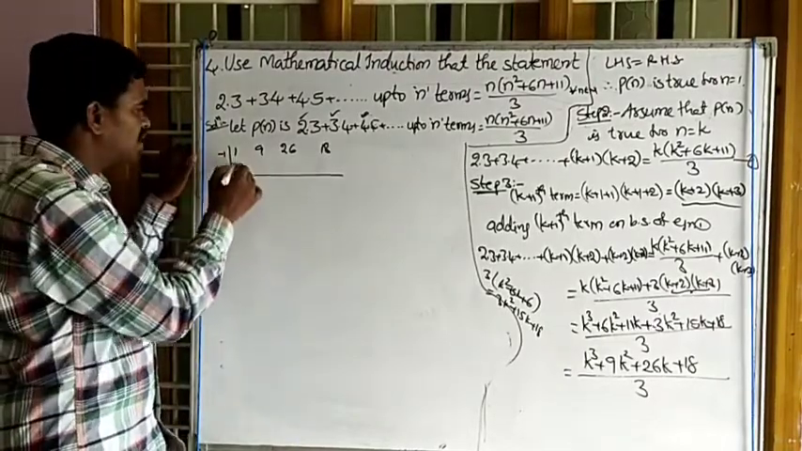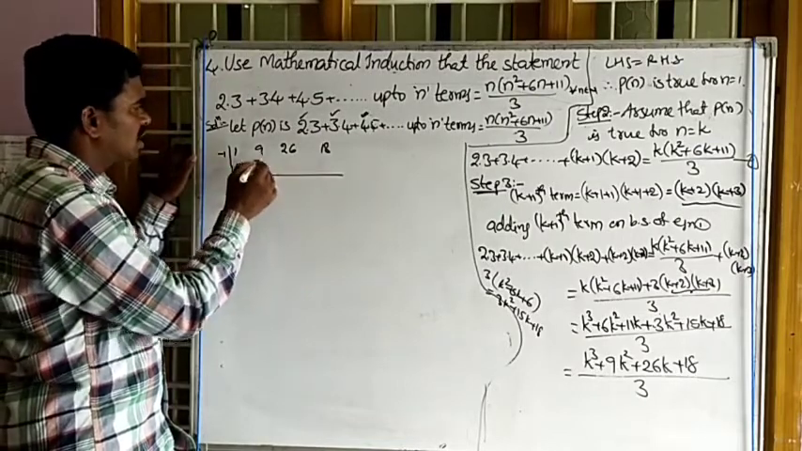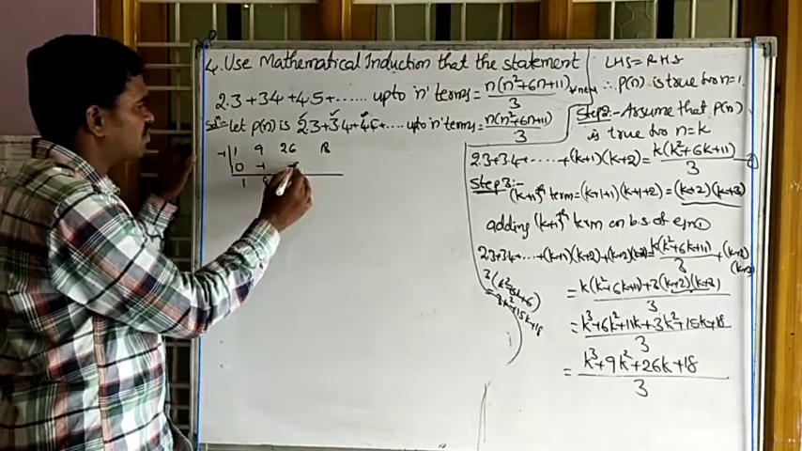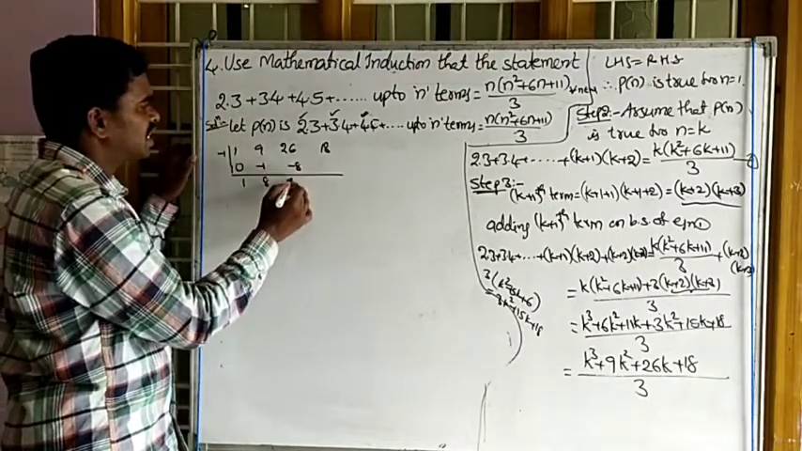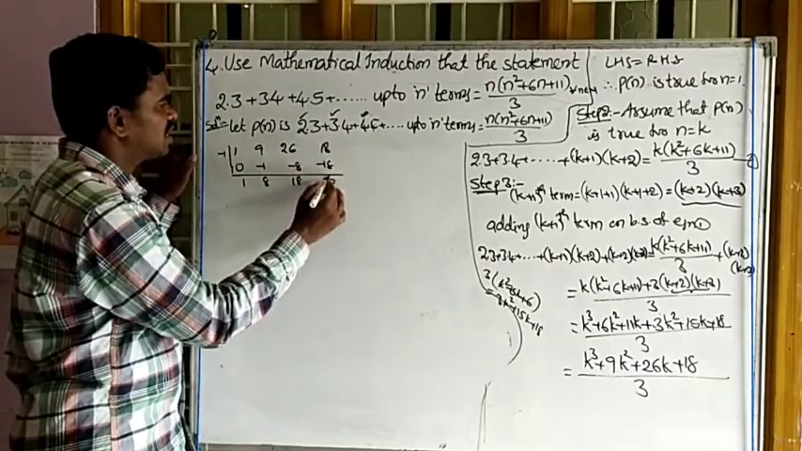Now adding 1 plus 0, 1. And here multiplying 1 into minus 1, minus 1. Here adding 9 and minus 1 becomes 8. Here multiplying 8 into minus 1, minus 8. 26 minus 8 is 18. 18 into minus 1, minus 18. 18 minus 18 is 0.